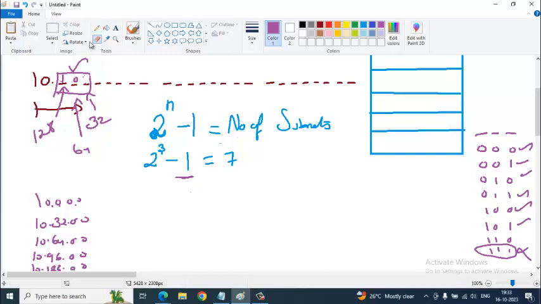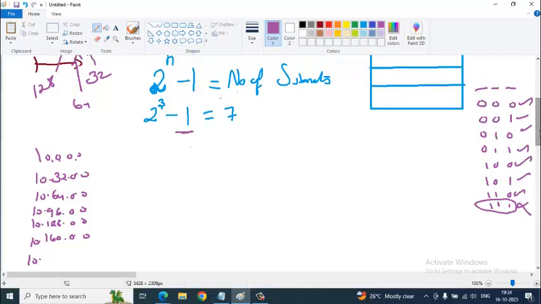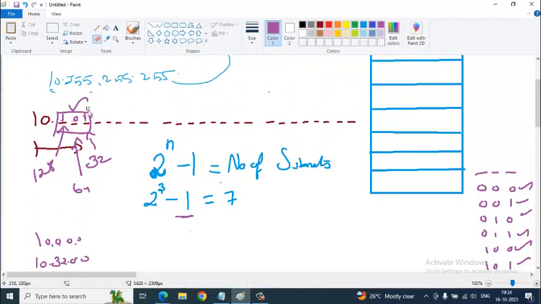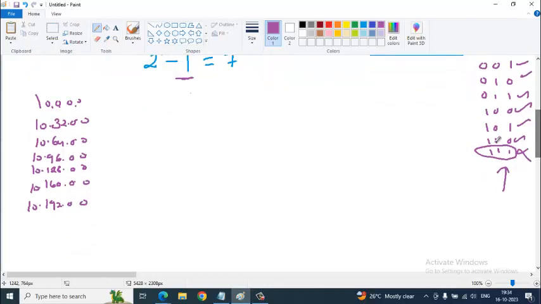Next, 101. That will be 128 plus 32, which is 160. 10.160.0.0. Next, 110, which is 128 plus 64, which will be 192. 10.192.0.0.